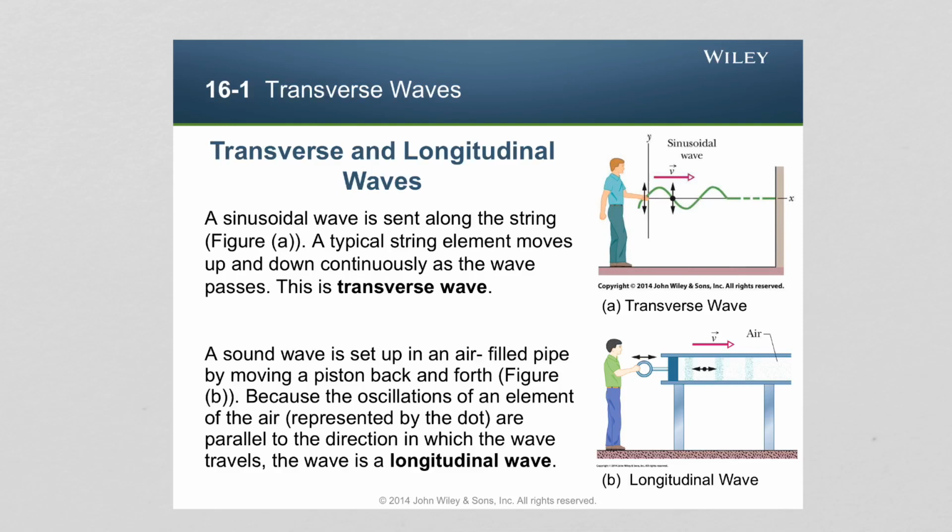By the nature of propagation of the waves and oscillation of the particles of the medium, we have two main types of waves. We have transverse waves, and then we have longitudinal waves. First, let's discuss transverse waves.